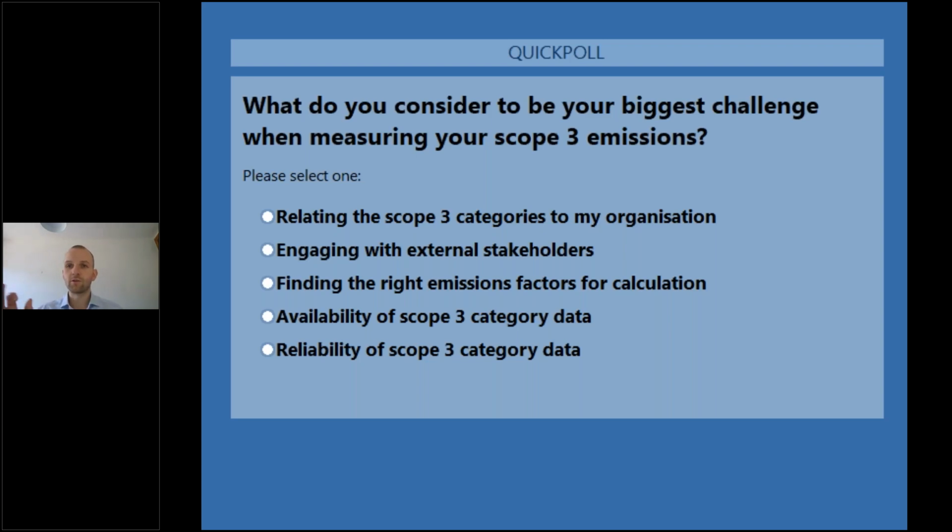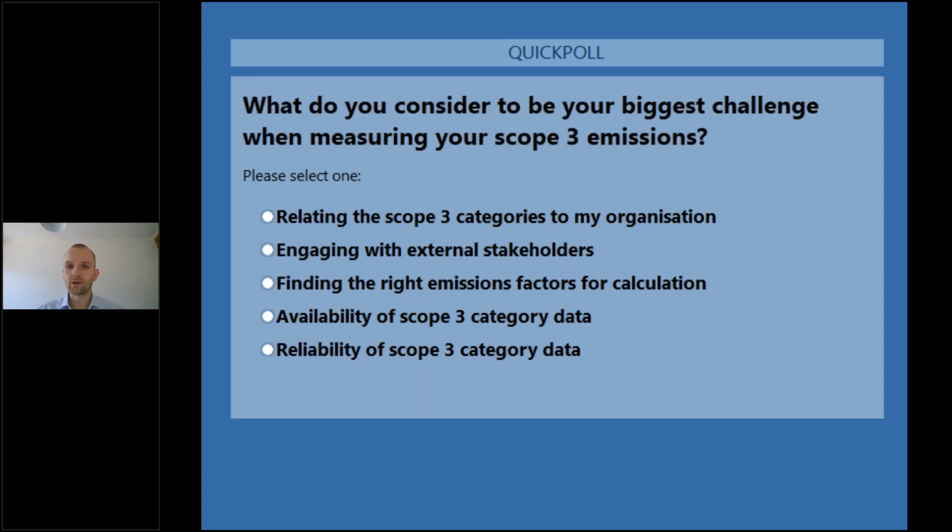So you can see this on the screen here. For you, is it relating the Scope 3 categories to your organization? Is it engaging with stakeholders, finding the right emission factor for calculation? Is it availability of Scope 3 category data or reliability of Scope 3 category data? So again, we'll give everyone a moment to submit their answers, and I'll be touching on some of these points as we go through the next section. So yeah, very useful to understand what all of your views are today and what you see the biggest challenges are alongside the points Louise went through.